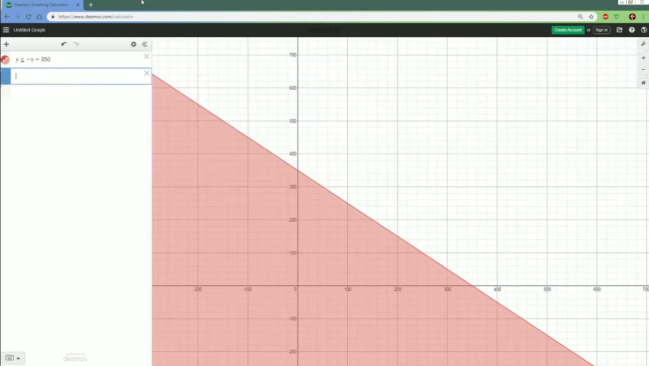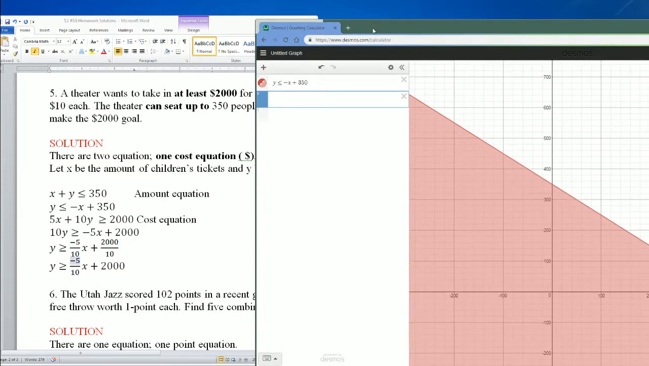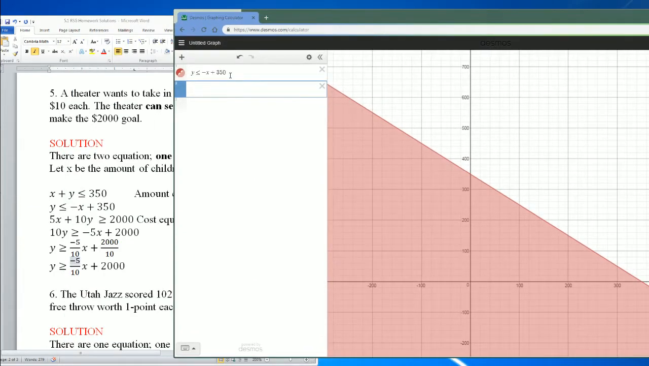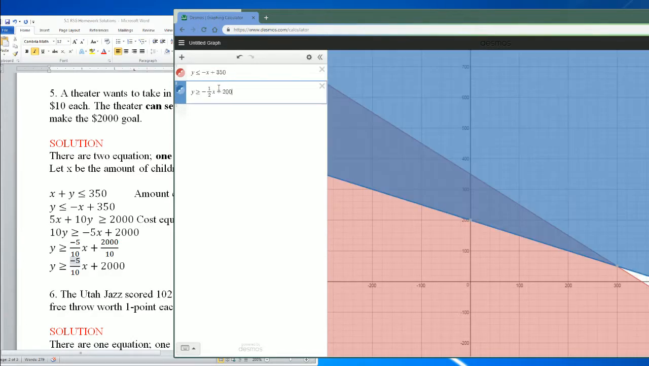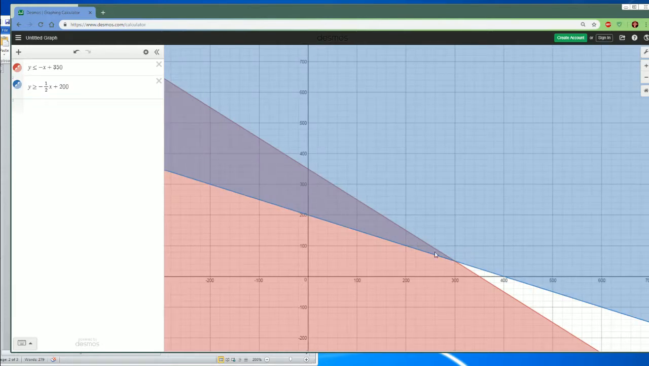Okay, so if we just had one equation, if we just have y is less than or equal to negative x plus 300, it would look like this. Then we add the other one. This is the amount of tickets. Now this is the price of the tickets. That's the solution. You're using 0, 0 to test. So this is the intersection. So those are your different solutions. So these are all your possibilities.